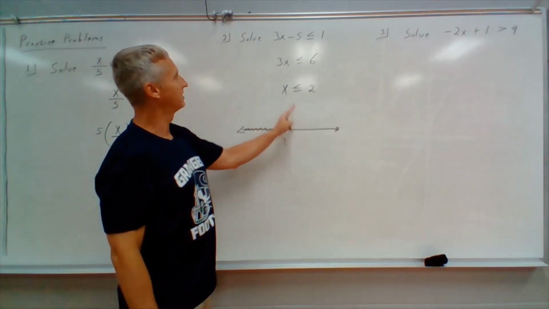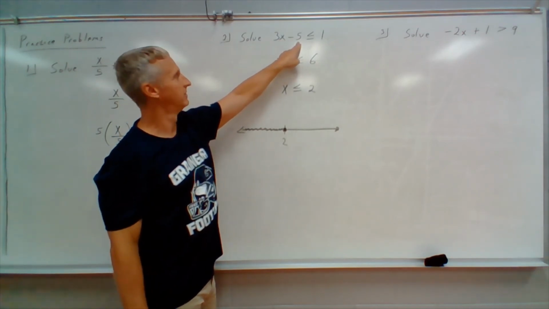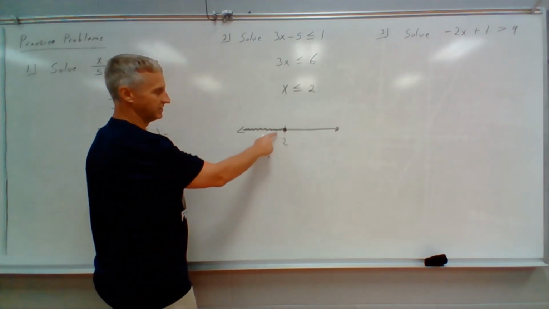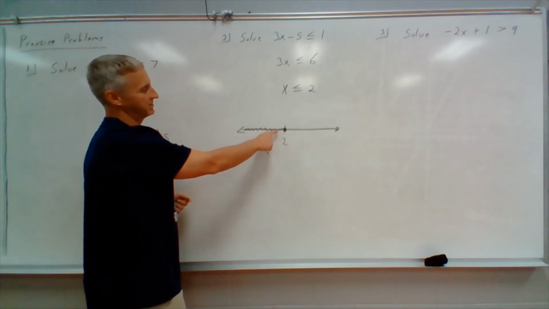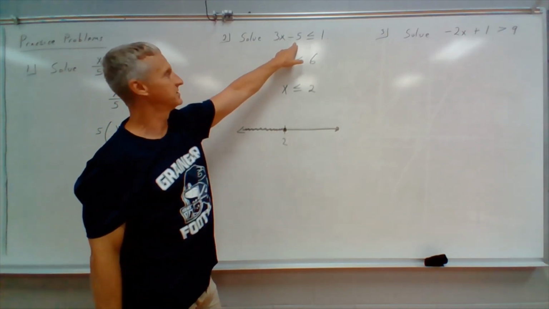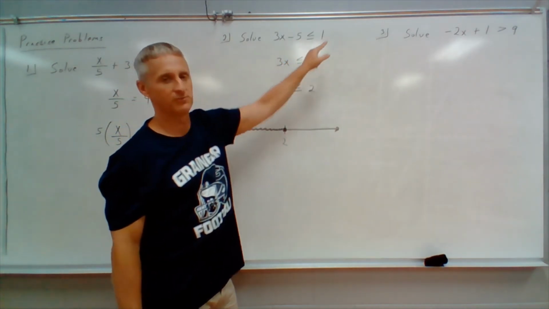So let's try it. 3 times 3 is 9. 9 minus 5 is 4. 4 is not less than or equal to 1, so that's not true. Let's put a 1 in. A 1 should result in a true statement. So if I put in a 1, 3 times 1 is 3. 3 minus 5 is negative 2. Negative 2 really is less than or equal to 1.